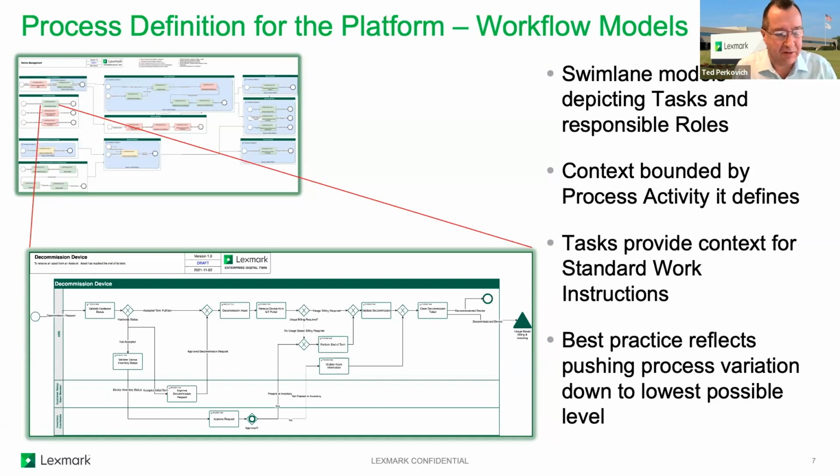These are contextually bounded by the process activities, and they provide the basis for our customers to create their standard work instructions that apply to these tasks. Part of what we do with our customers in our engagements is use these models to help drive variation down to the lowest level possible. In other words, we don't want 14 different ways that we decommission a device. We want one set of tasks that pertains to decommissioning a device. And if there are variations, we embed those variations in standard work instructions, okay?